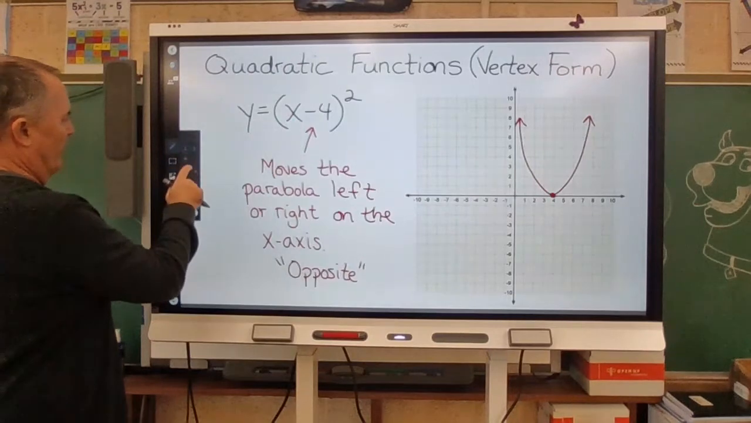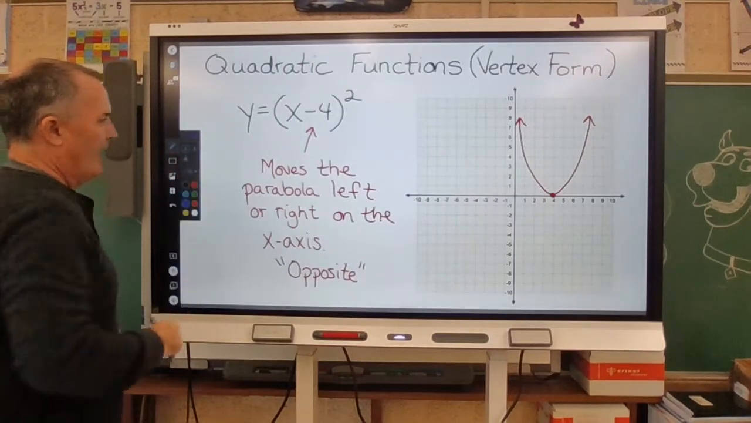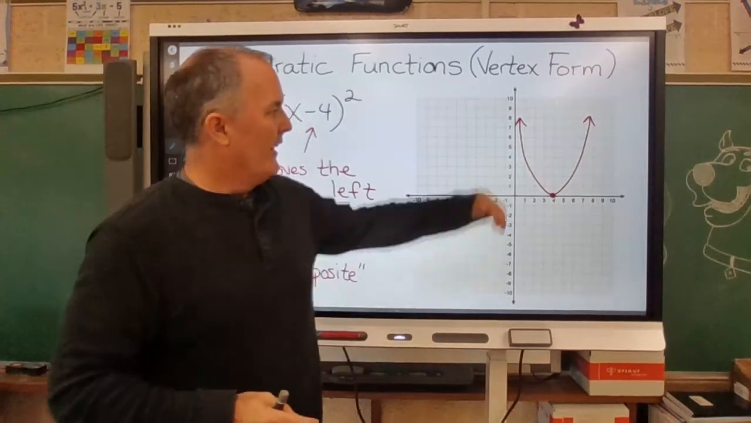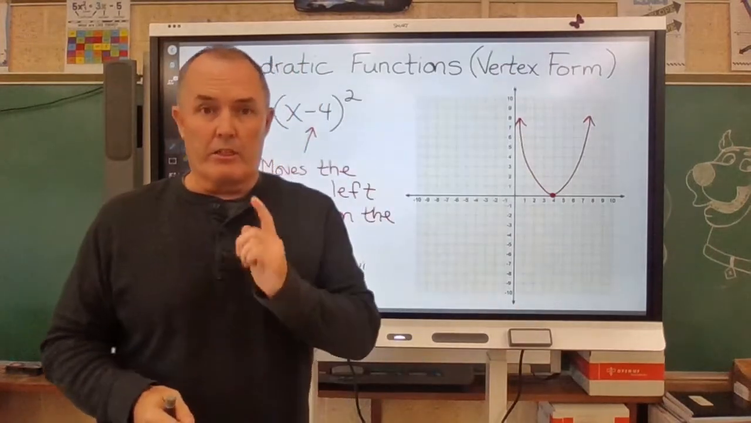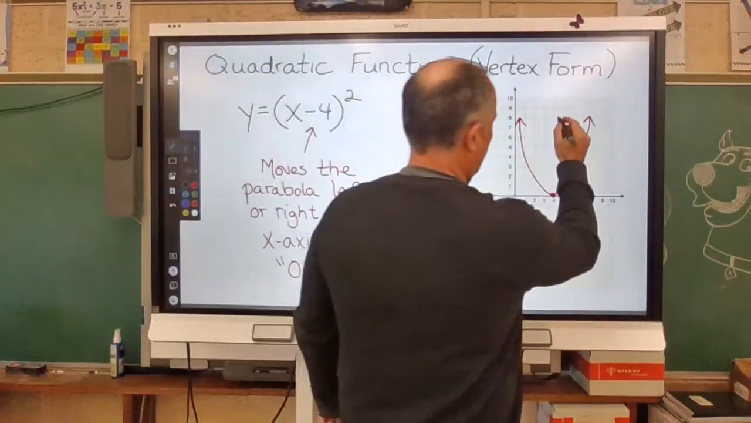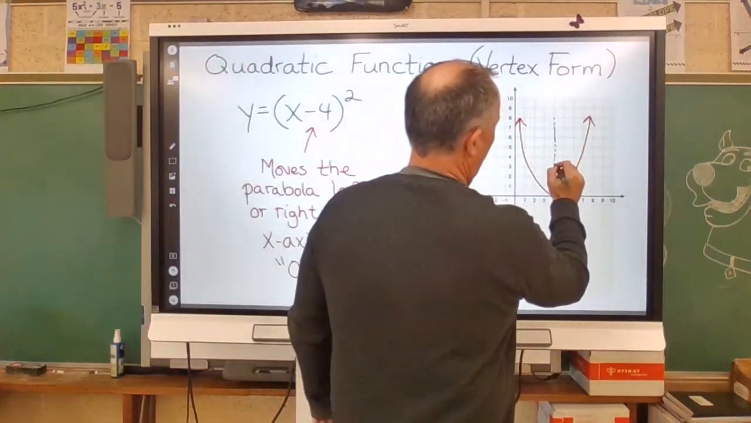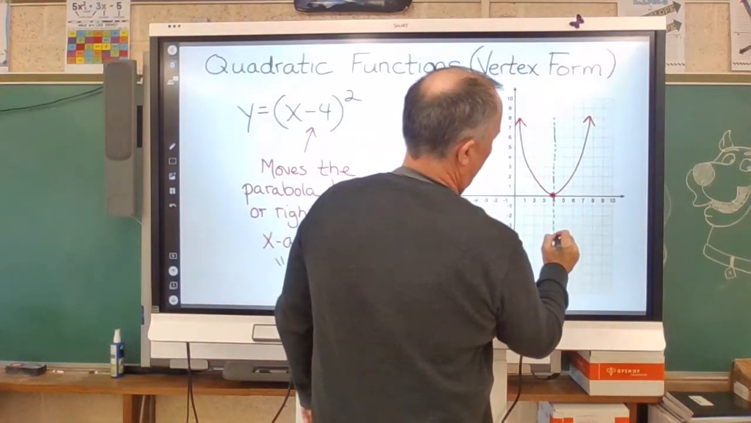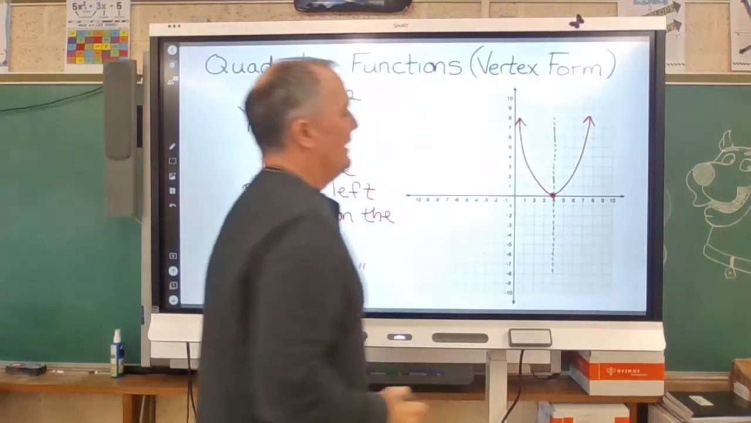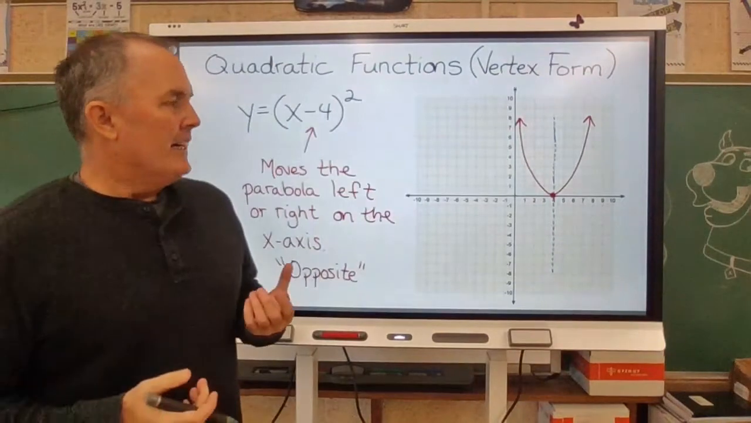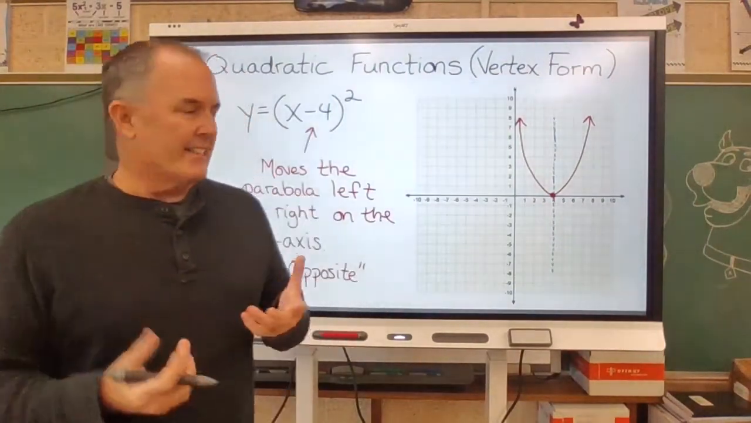So what we're going to do here is I'm going to draw in a vertical line that's going to go directly down through the vertex. So we have a vertical line. This vertical line is called the axis of symmetry.